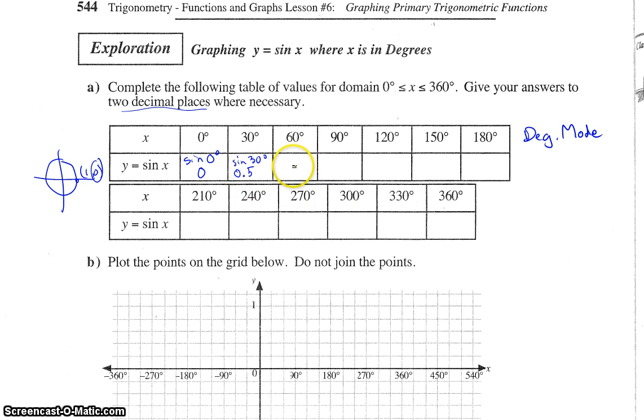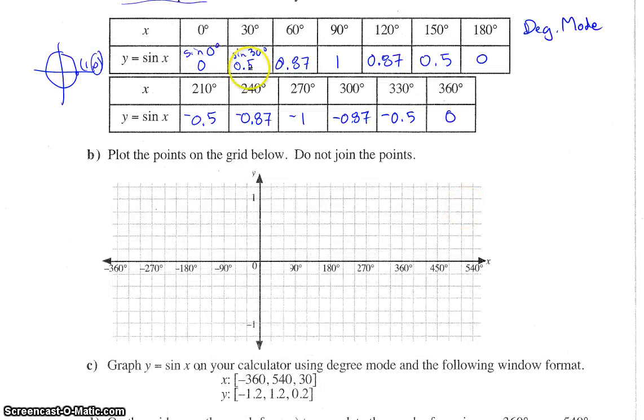All right, so why don't you fill in the rest of those in the table, and then we'll check back, see if we have the same values. Okay, pause your video, please. Okay, let's check our answers. Take a look at this table, make sure we have the same values.